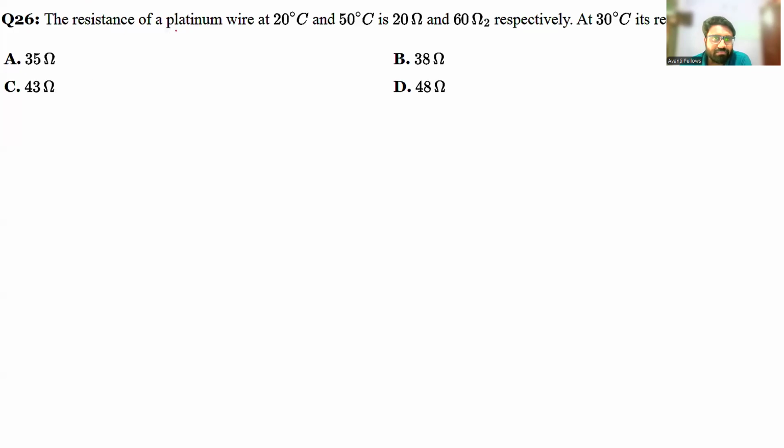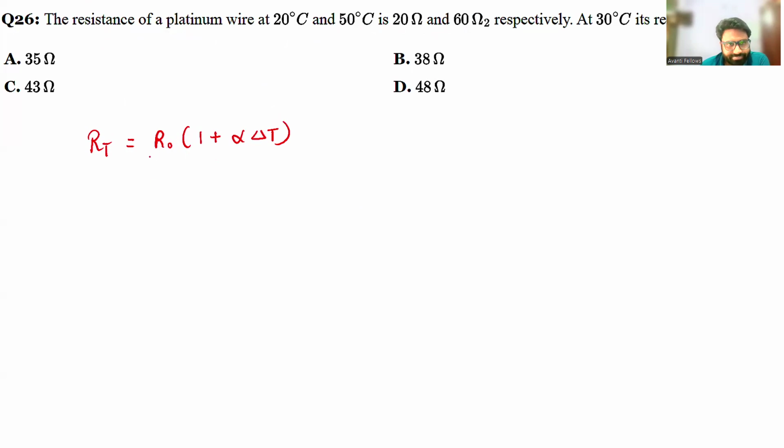The resistance of a platinum wire at 20 degrees Celsius and 50 degrees Celsius is 20 ohm and 60 ohm respectively. So at 30 degrees Celsius, what is its resistance? First of all, we know that resistance at temperature T is given by the original value R naught into 1 plus alpha into delta T, the change in temperature.